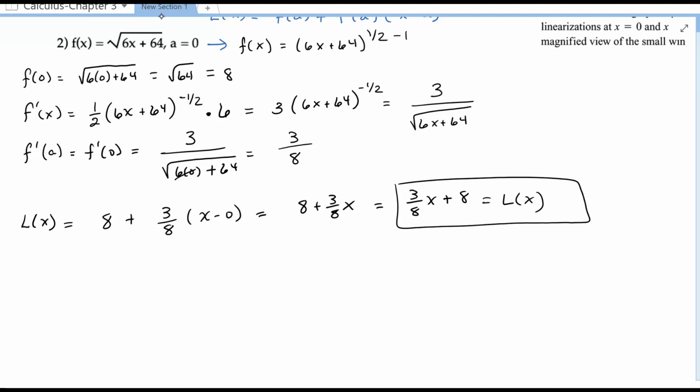Okay, so definitely an interesting topic here, linearization. We're going to move on in one of the next videos talking about differentials, but good stuff here.